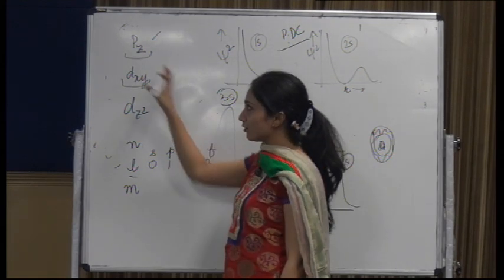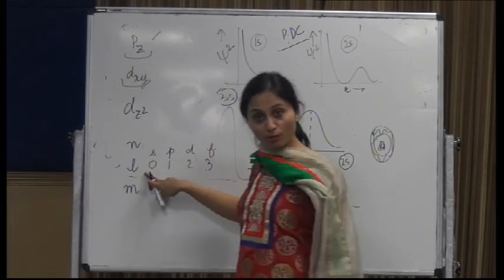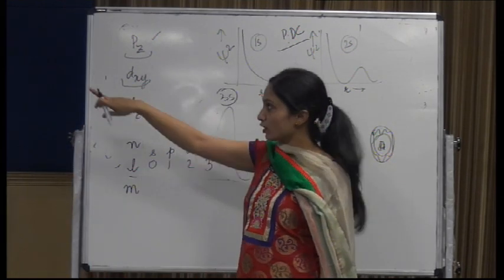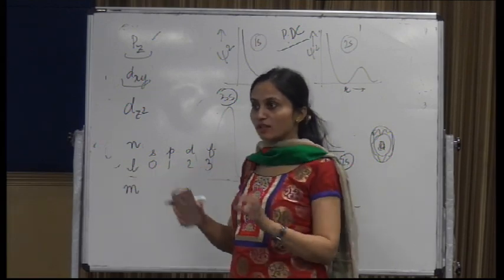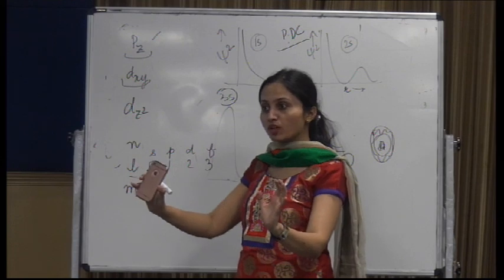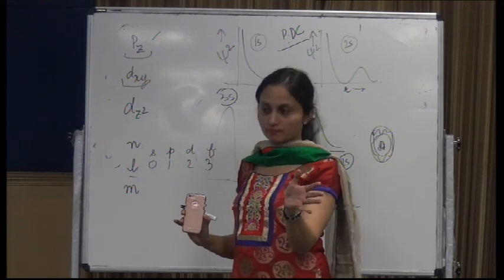Now I am talking about the number of nodes here. This talks about the shape of the orbitals also. Angular nodes is the question. Radial nodes everyone understood: radial is n minus 1. So in totality, what is the number of nodes? n minus 1. Are you all with me?